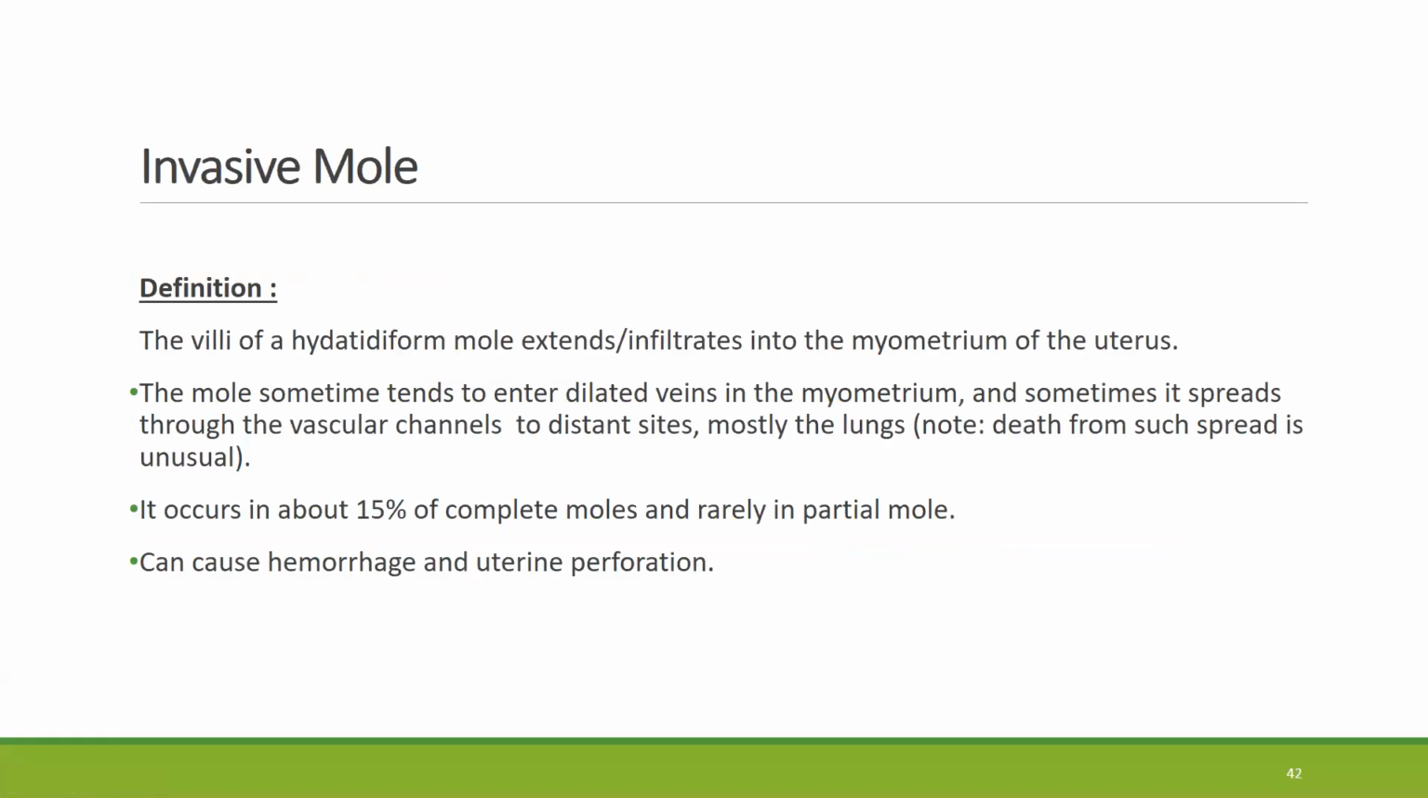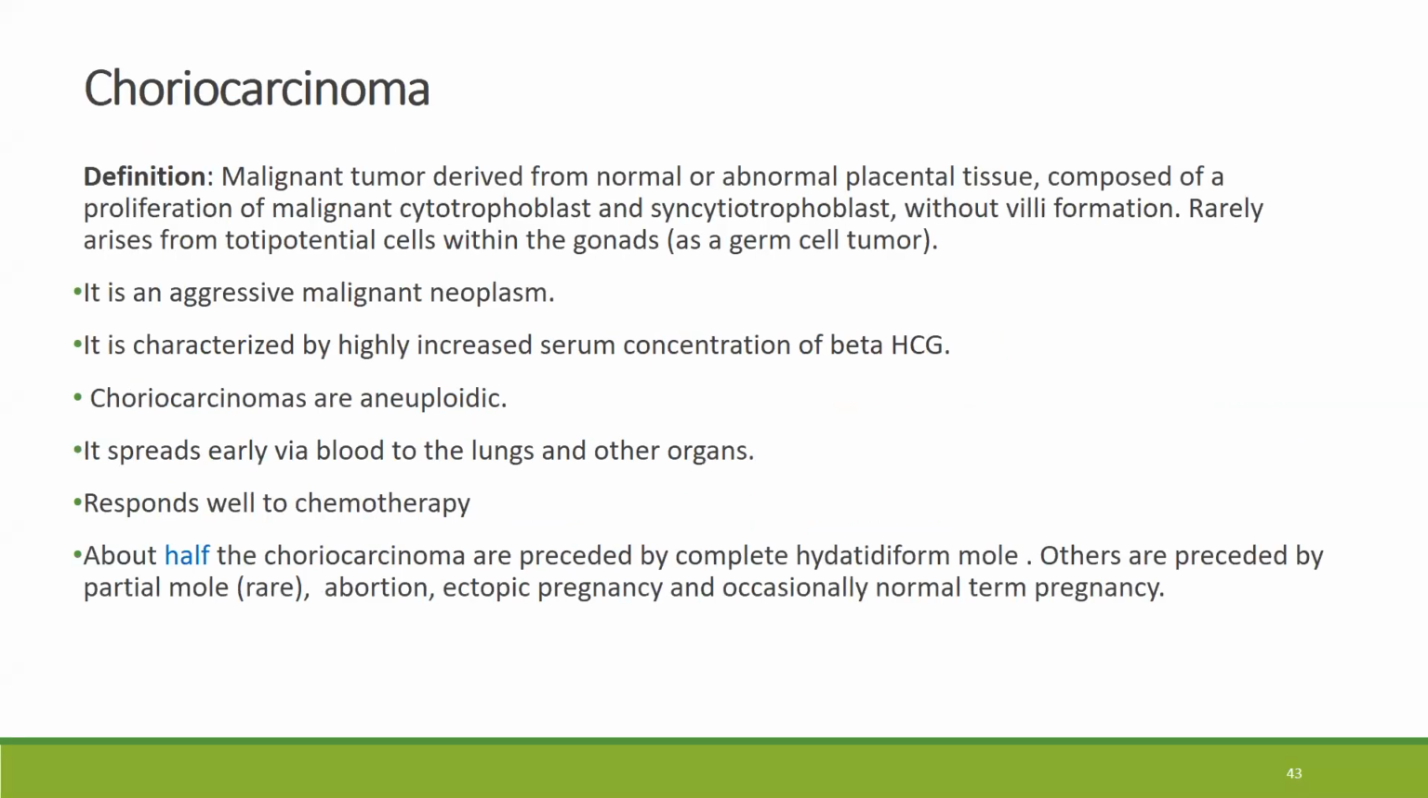Invasive mole is just a molar pregnancy that's invading into the myometrium of the uterus. That's it, the invasive mole. Choriocarcinoma is a completely different disease. It's a very malignant disease of the trophoblast, cytotrophoblast and syncytiotrophoblast. So trophoblast, either cyto or syncytial trophoblast, both of them become malignant in choriocarcinoma.